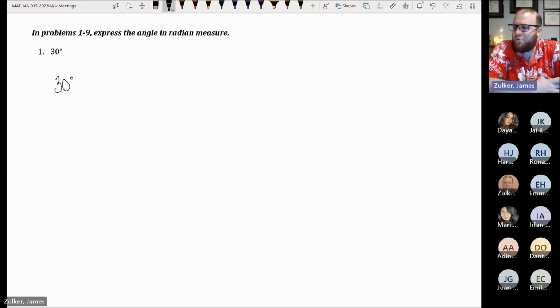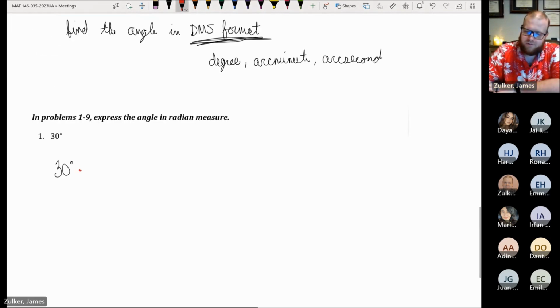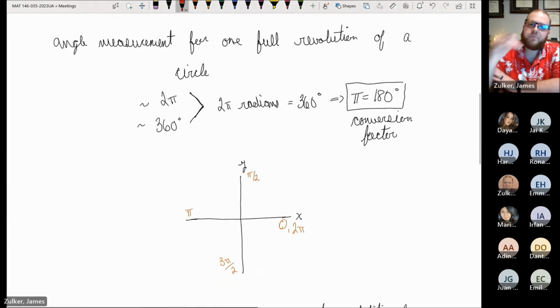Anyone who's taken any kind of science class, physics, chemistry, should be familiar with unit analysis. How to convert between different measures. Well, remember, pi is equal to 180 degrees.